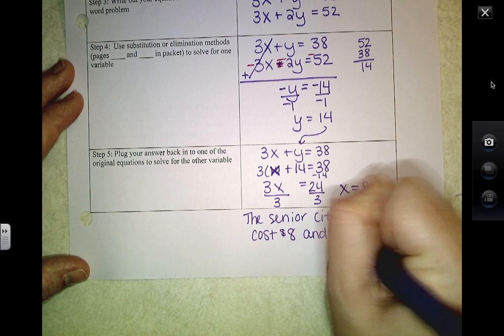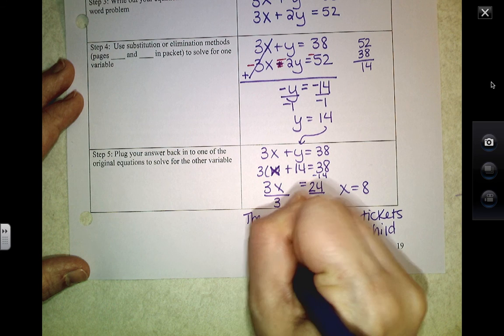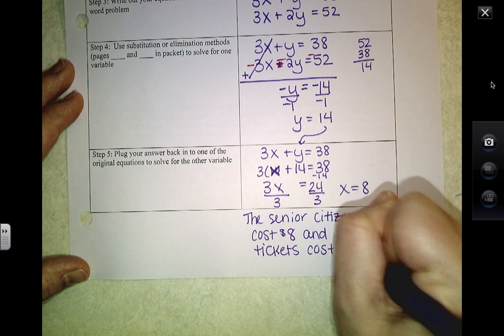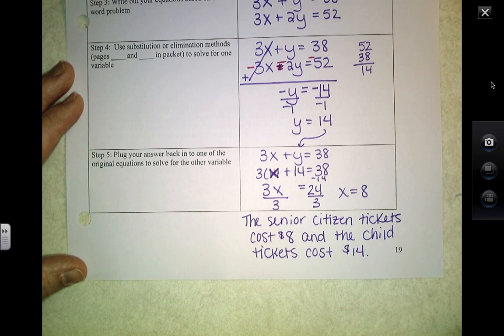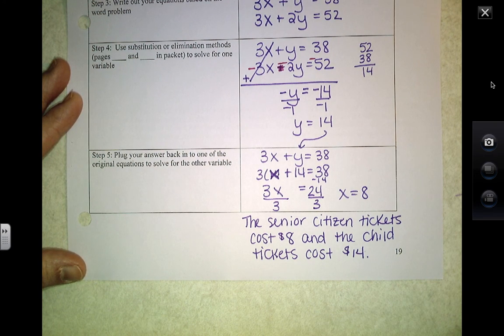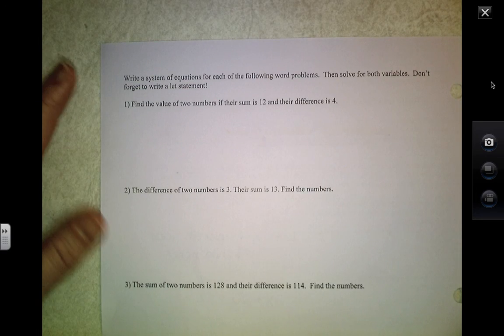And the child tickets cost, and that was Y, so the child tickets cost $14. Okay? And then don't forget that you can use your calculator to check that answer. Okay, let's flip to page 20.